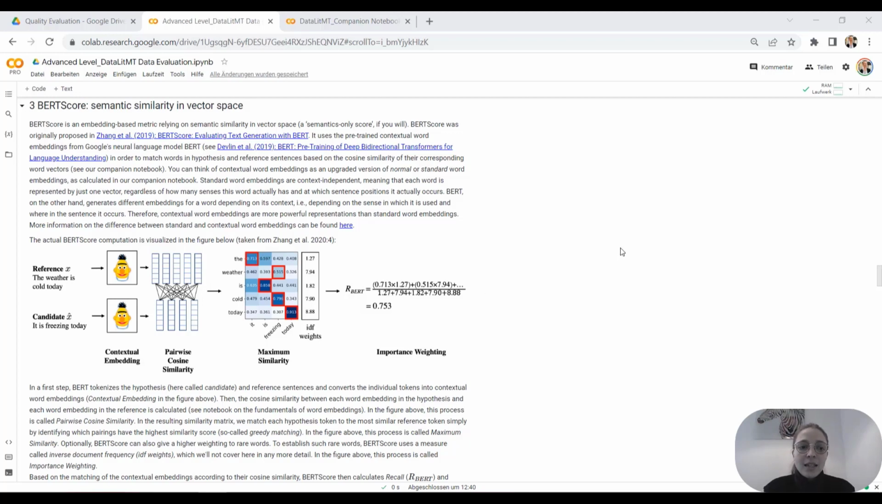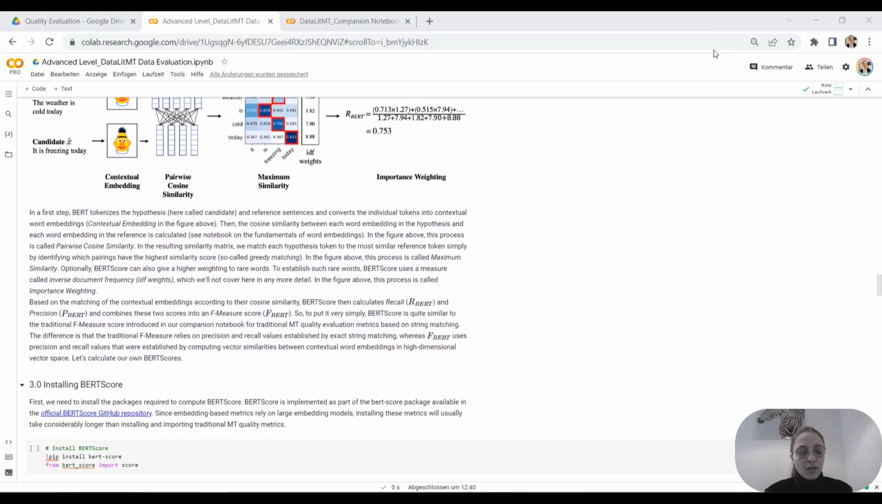And then it matches words in the hypothesis to words in the reference sentences based on the cosine similarity of their word vectors. So this is quite a clever form of calculating the quality of a machine translation. And we can go into a little bit more detail here on how this works.